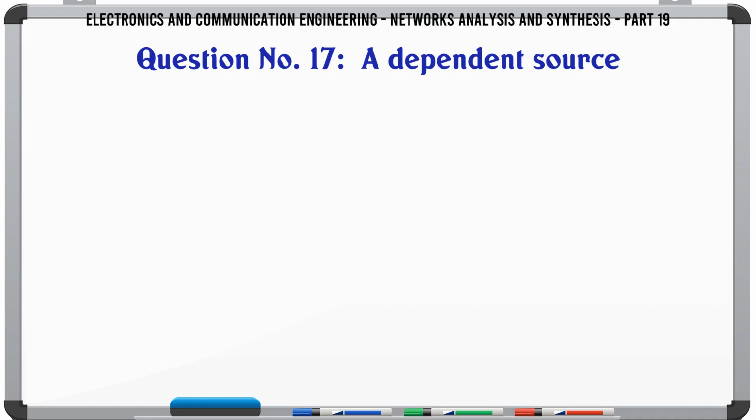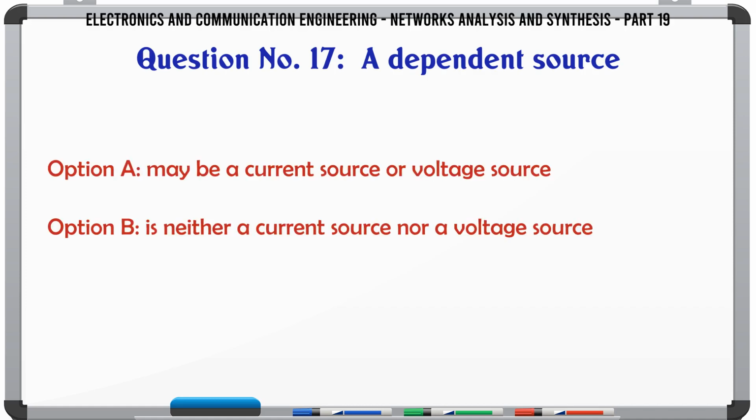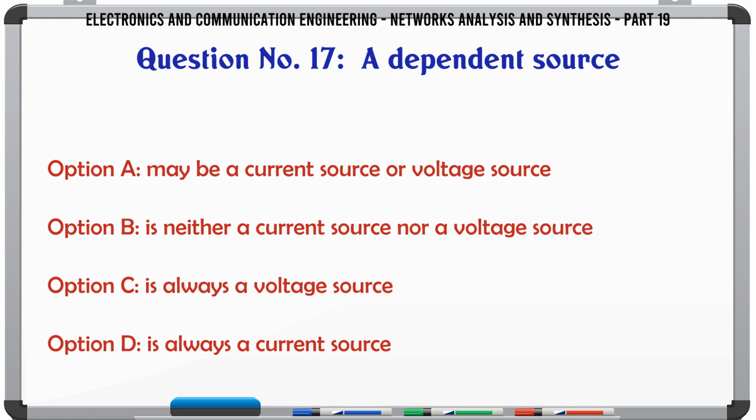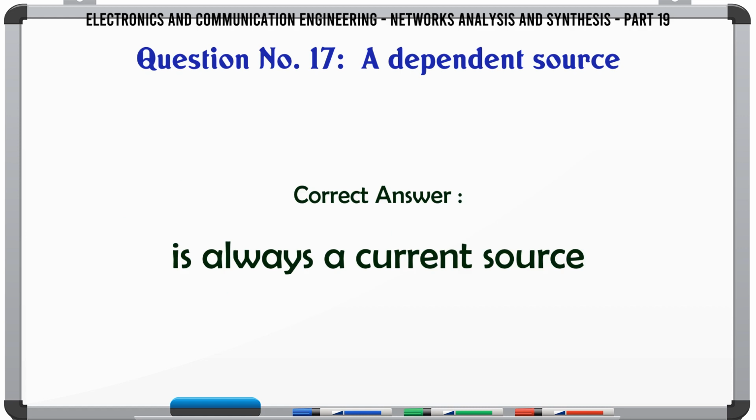A dependent source: A) may be a current source or voltage source, B) is neither a current source nor a voltage source, C) is always a voltage source, D) is always a current source. The correct answer is always a current source.